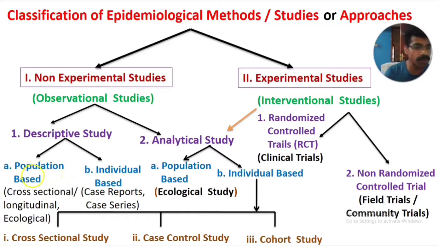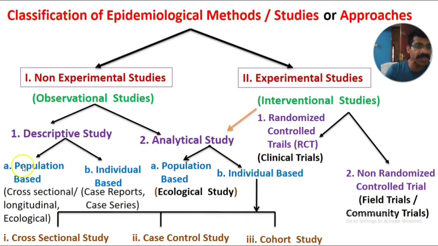Then both the descriptive study and analytical study are again classified according to the number of people we study: population based study, in which our sample will be a large population, and second, individual based studies, where only one individual or a few individuals are studied, not the complete population of a particular ward. Even the analytical study has population based and individual based types. There are some specific studies in epidemiology under population based and individual based studies.